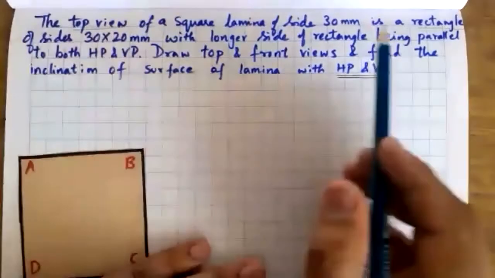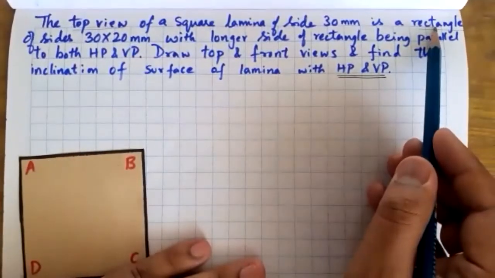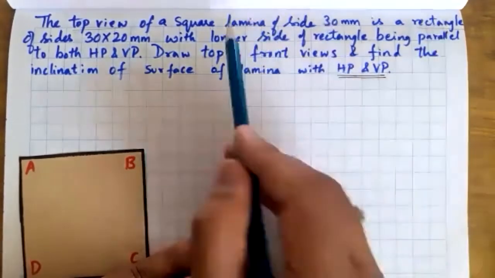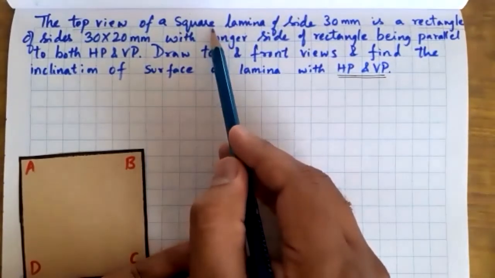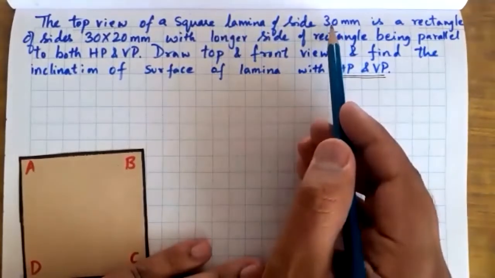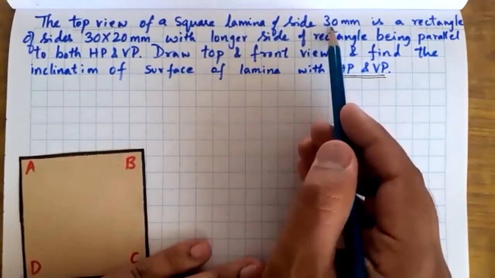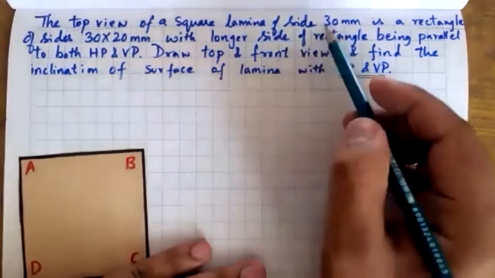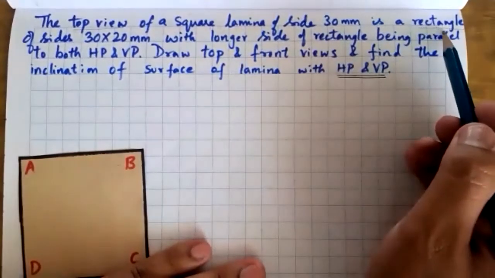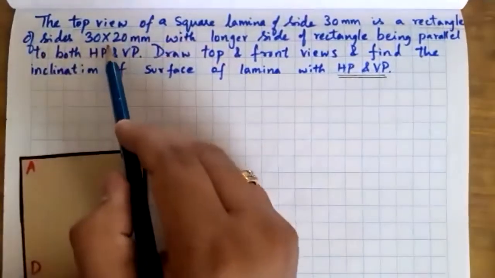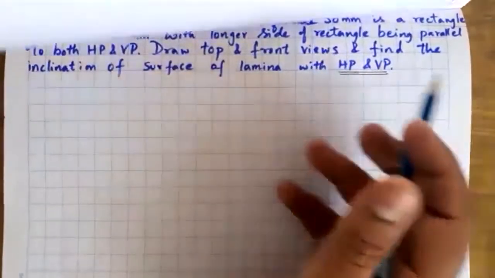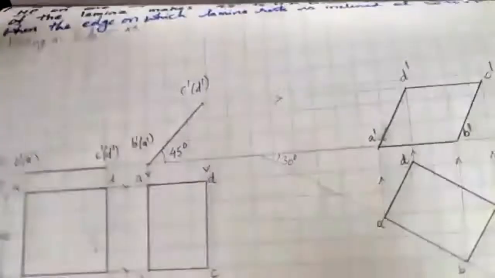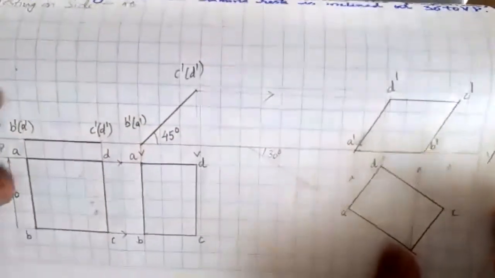The top view looks like a rectangle. That is what you need to understand. And of what lamina? Of a square lamina. Originally, the true shape of the lamina is a 30 mm square. After giving it some inclination, I don't know how much, what is the angle, it looks like a rectangle of sides 30 by 20 mm. I hope we solved some problem on a square lamina. The very first problem we solved is a square lamina, right?